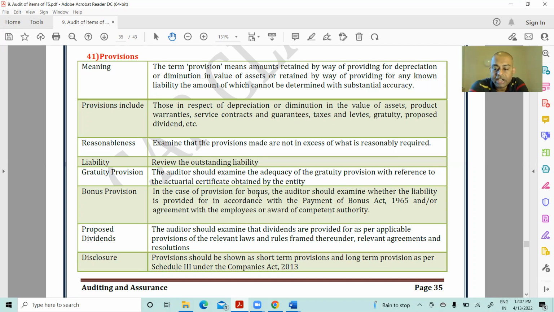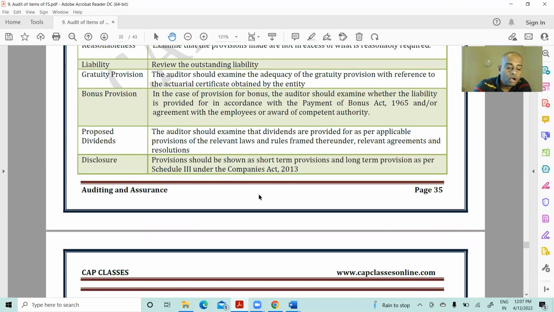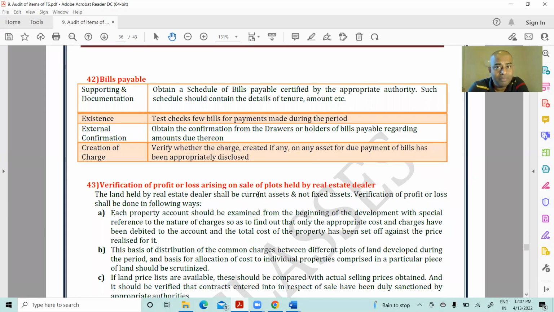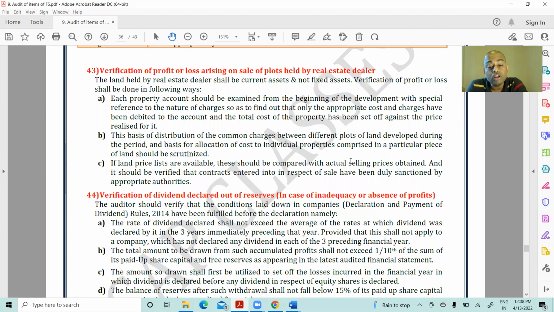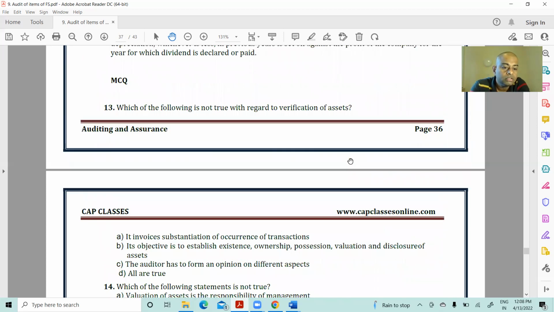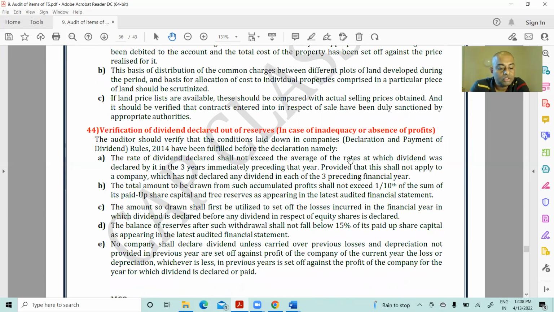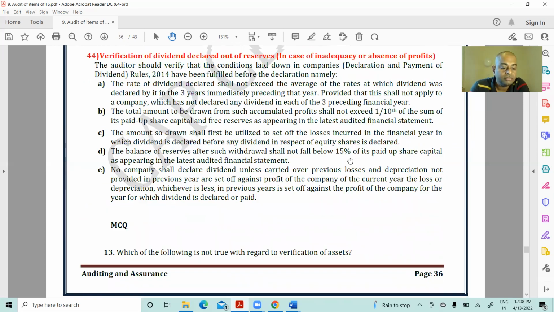Very good. So everybody done? Okay. So the next question is bills payable. I'm giving this to you. Verification of profit or loss arising on sale of plots held by a real estate dealer. Put a star mark. These kinds of questions usually appear in RTPs. Sometimes, to surprise you, these kinds of questions can be asked in the exam also. Verification of dividend declared out of reserves. Put a star mark. All these are legal provisions. That's all. MCQ. So that's it.